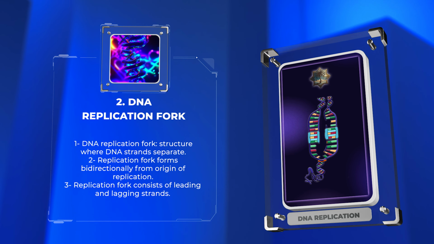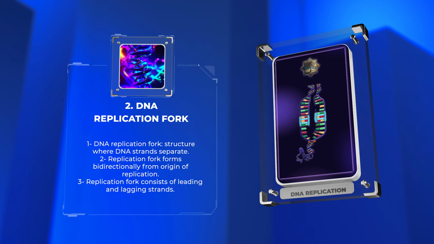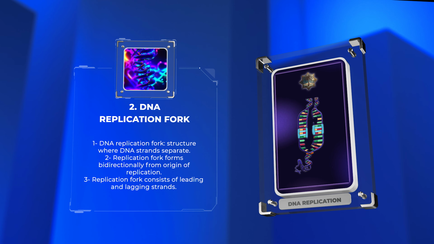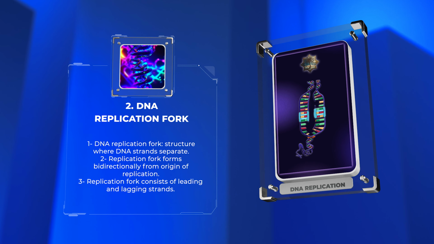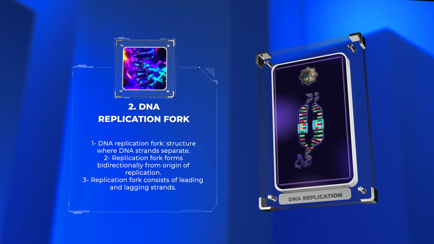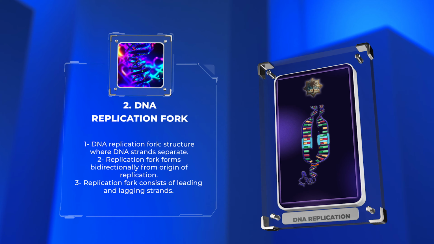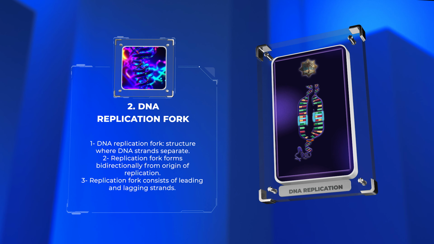The replication fork represents the region where the two DNA strands are separated and serve as templates for the synthesis of new DNA strands. This process occurs bidirectionally from the origin of replication, meaning that two replication forks are present in most organisms. The replication fork consists of two components, the leading strand and the lagging strand. Let us delve deeper into the synthesis of these strands.